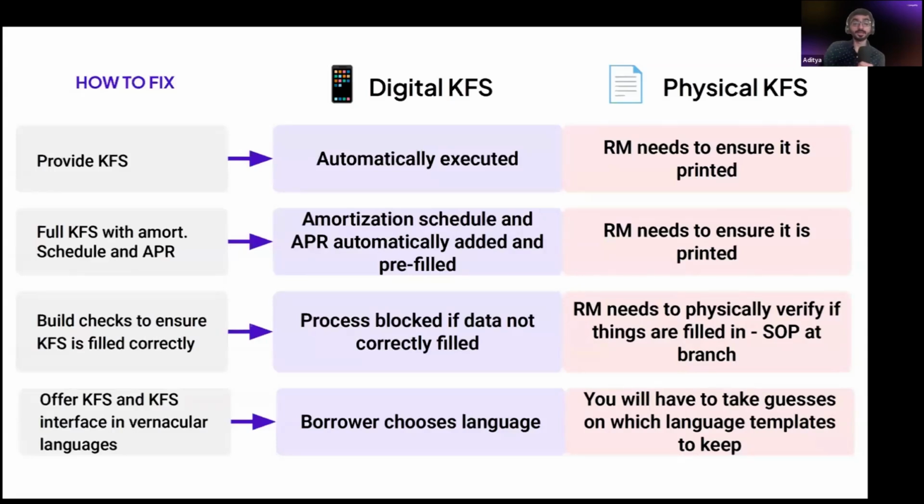For the requirement 2, in a digital KFS process, you can actually hard code the need for an APR and amortization schedule and ensure it gets filled in and attached, right, at a systemic level. Whereas in a physical process, ultimately, you still need to rely on RM and ground staff discretion to do this. Similarly, for the third requirement, in a digital KFS process, you can build systemic automated checks that don't allow the process to go ahead if mandatory fields are not filled in. Whereas in a physical process, ultimately, you can only ensure this via a cumbersome manual verification on the ground where you're still relying on discretion.